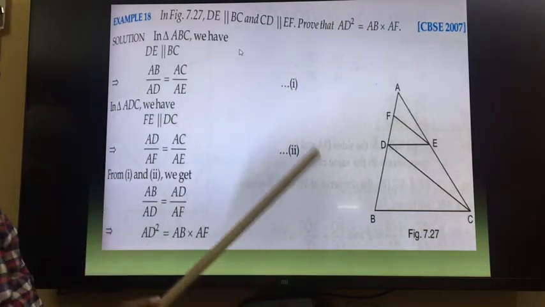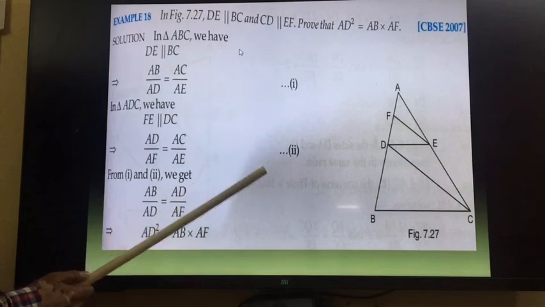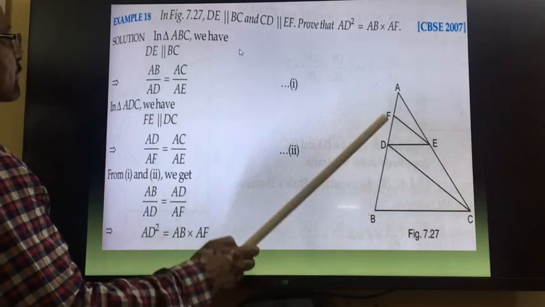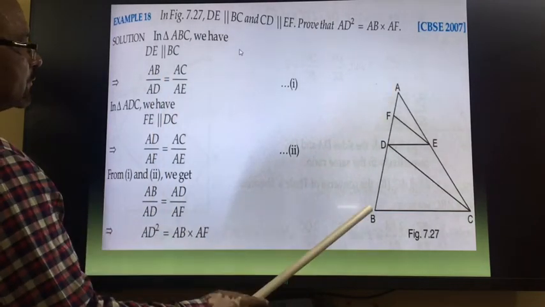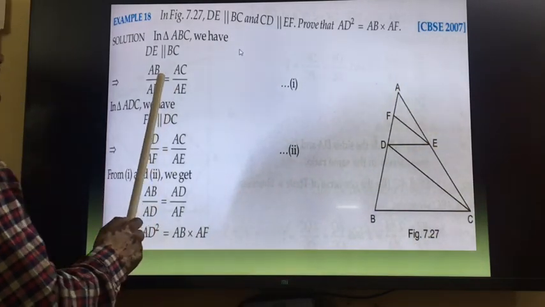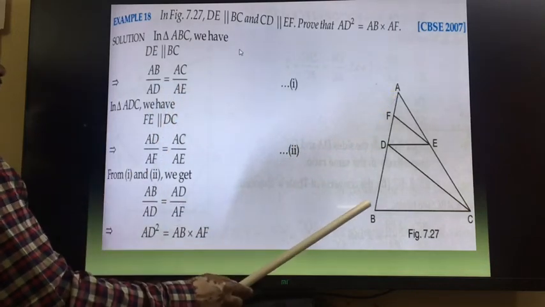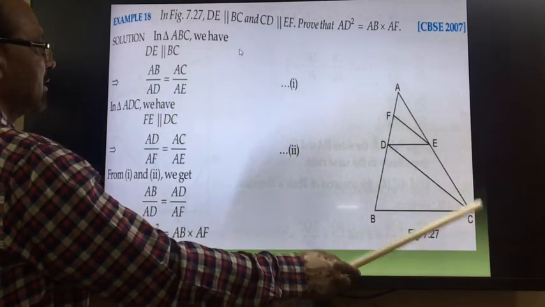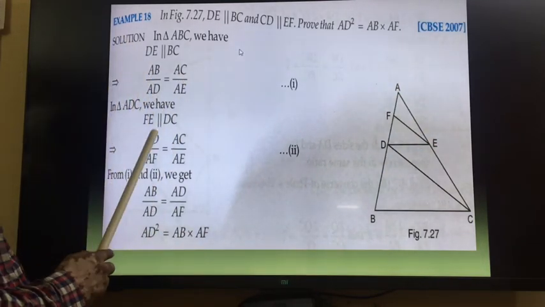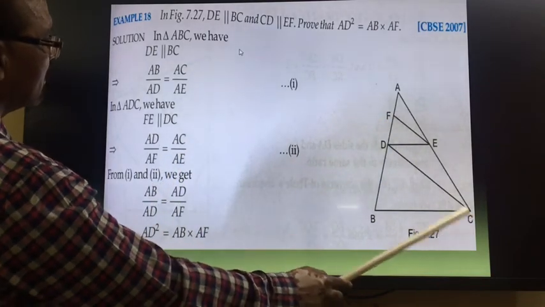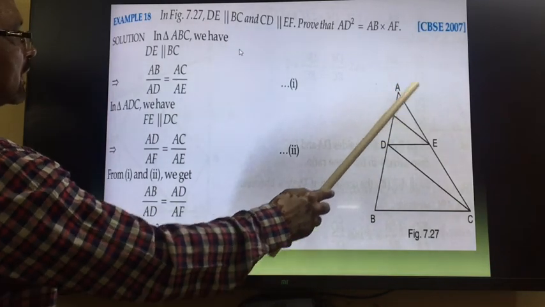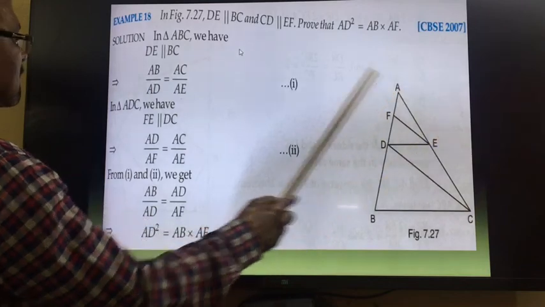So to get this result, here we will use a result of BPT. Because we want AB, we want to take the full side. So here we will take the full side AB upon AD, and here also the full side AC upon AE. So this is the result of BPT. We will write AB upon AD is equal to AC upon AE. So by that result we will get this equation, and after that, because EF is parallel to DC, we will write AD upon AF is equal to AC upon AE again.